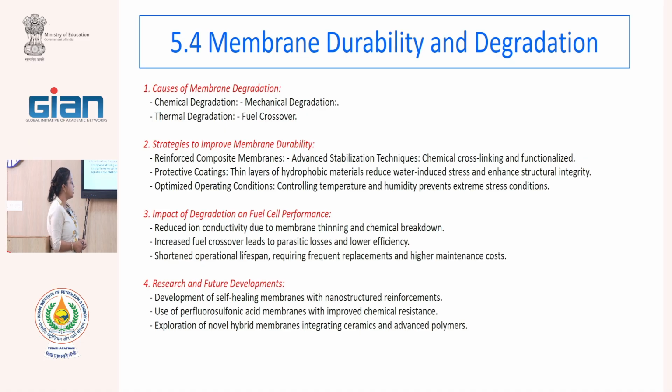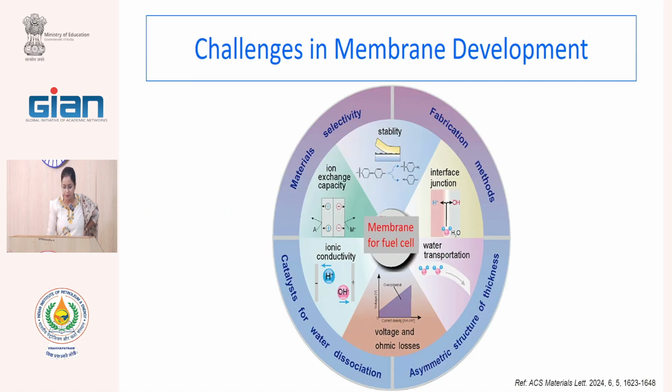You can reduce membrane degradation by using a reinforced composite membrane, protective coating, or changing the operating conditions. Okay. But at the same time, you have to know that your membrane is getting degraded. The first thing that you will notice is a loss in the ionic conductivity. You will also see increased fuel crossover, an increasing rate of transport of gases. Operation lifespan will be reduced to a great extent if we have to adjust too much in the stability. Okay.